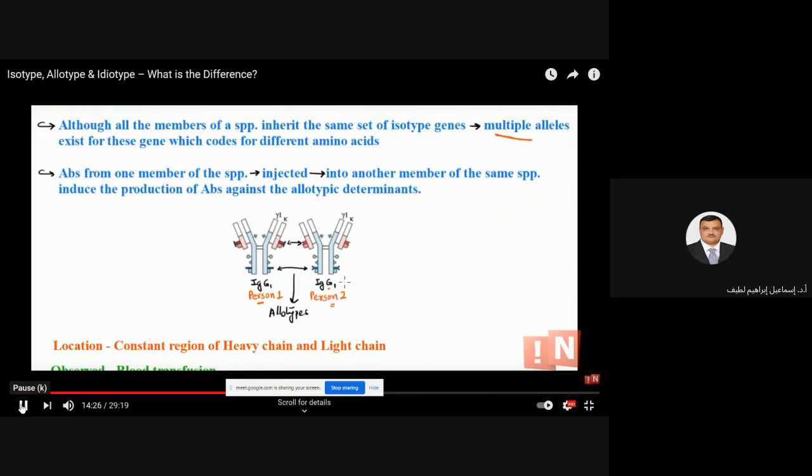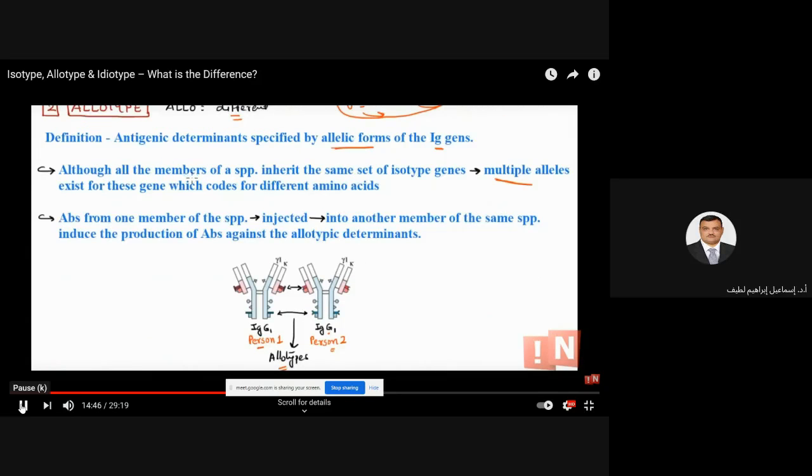Even though the antibody is the same and the genes are the same, there is some amino acid difference. There is a little modification over there. That means the alleles are different. Such regions are called allotypes. Allo meaning different. All right, so these are allotypes. So allotypes are the determinants. All the members of a species would have the same set of genes, the same isotype, but will have multiple alleles.